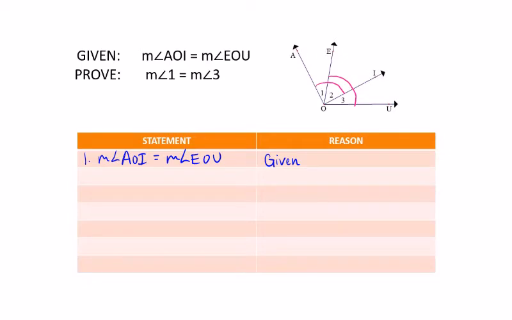So the first thing I see here is that angle AOI is composed of 2 units, or excuse me, 2 angles. And so I can use the angle addition postulate there. So I can say for my second statement that the measure of angle 1 plus the measure of angle 2 is equal to the measure of angle AOI. Okay, and the reason why is because of the angle addition postulate.